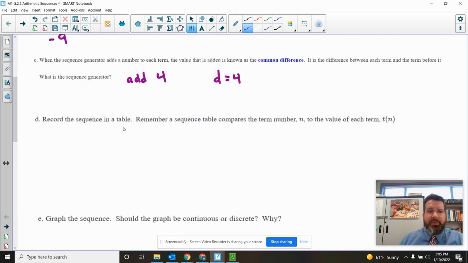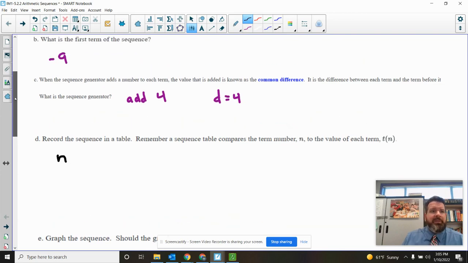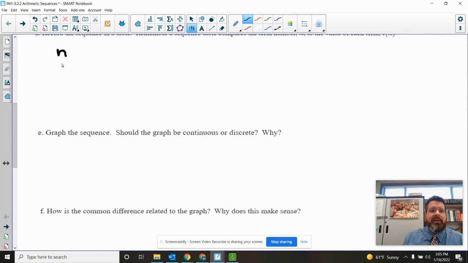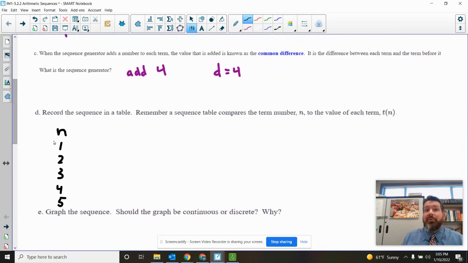Next up, record the sequence in a table. Now, this is a notation that your book likes to use, and so we're going to use it as well, so you're familiar with it. When you make your table, the first column is always going to be the number of the term. So we've got 1, 2, 3, 4, 5 numbers, so we're going to have 1, 2, 3, 4, 5 n's. For the number of the term, we use the letter n. That's your input column, like the x's.